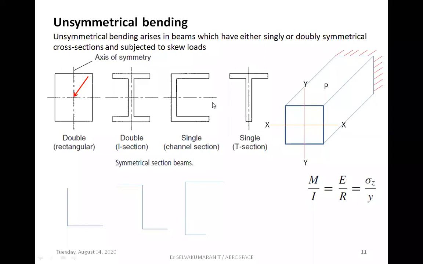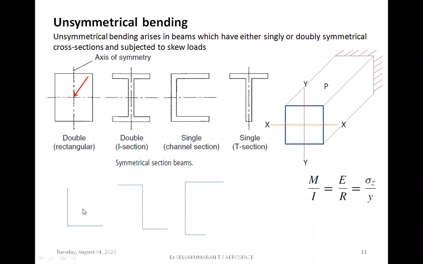So you should always keep in mind that for any symmetrical section, let it be symmetric about both axes or a single axis, when the load is applied parallel to any axis, either the x-axis or y-axis, the beam will undergo symmetric bending only. And second point, where a symmetric section is subjected to a load acting at some angle theta, the resultant bending is always unsymmetric bending.